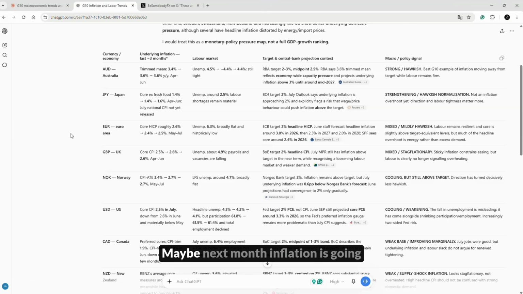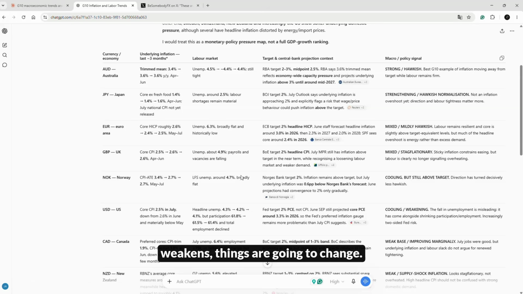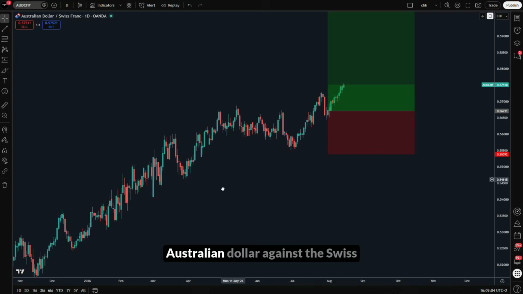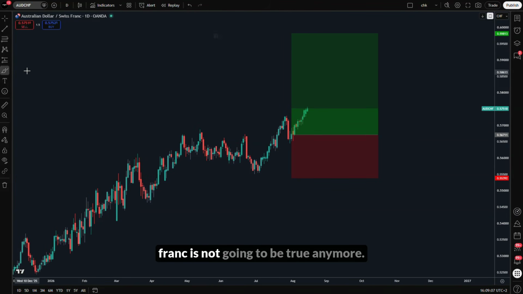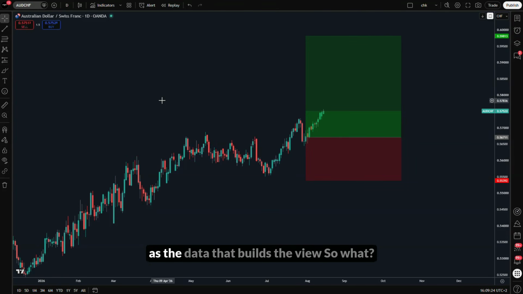Well, maybe not. Maybe next month, inflation is going to print 3% in Australia, and things are going to look extremely different, okay? So the day, for instance, Australian inflation drops back into the target band or the labor market weakens, things are going to change. And the reason to be long the Australian dollar against the Swiss franc is not going to be true anymore. Understand what I'm saying here? It's a data point, and exactly the data point that matters for the central bank. So the trade lasts and goes on for as long as the data that builds the view.